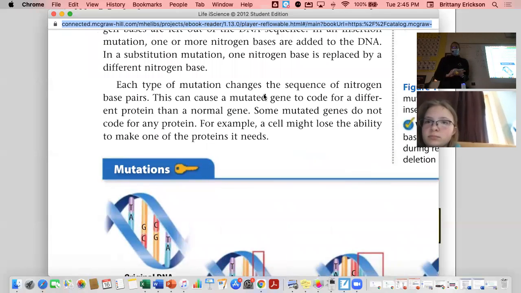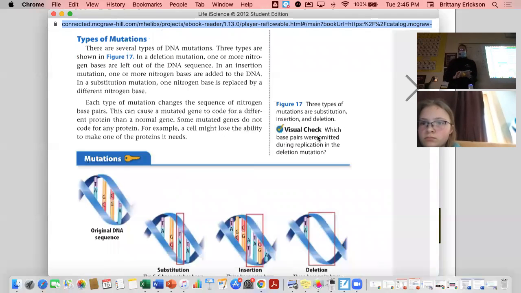Each type of mutation changes the sequence of nitrogen base pairs. This can cause a mutated gene to code for a different protein than the normal gene. Some mutated genes do not code for any protein. For example, a cell might lose the ability to make one of those proteins it needs. Thank you. All right. Wait.